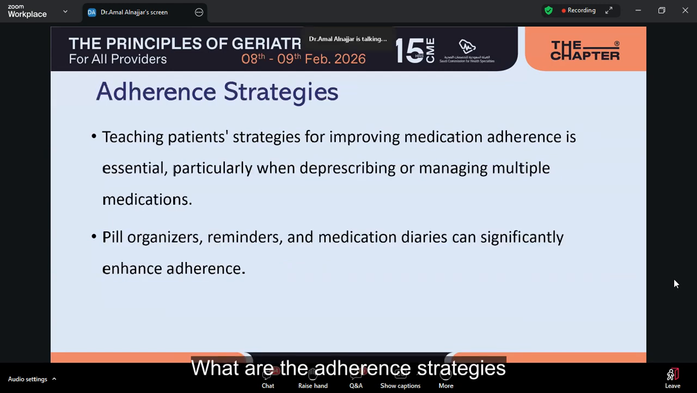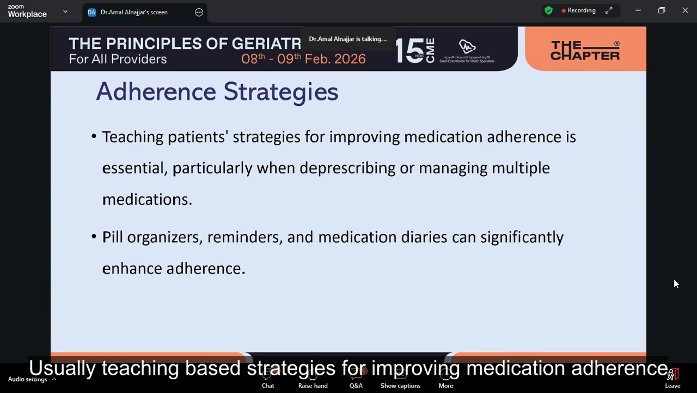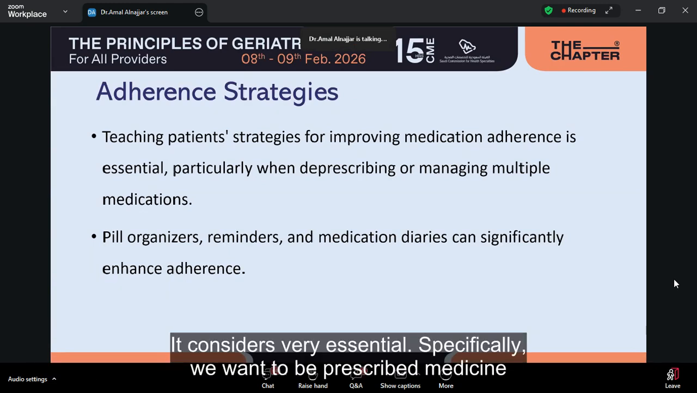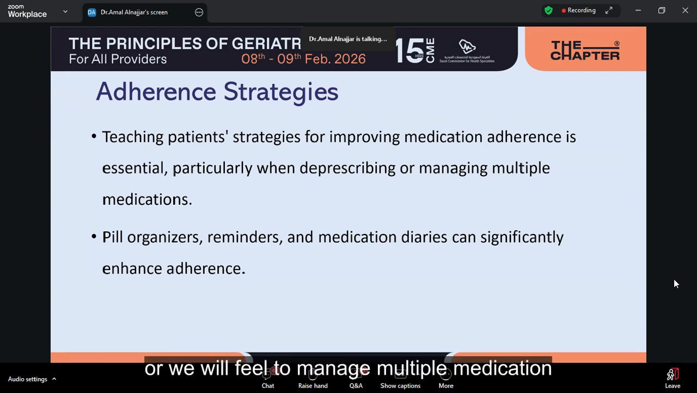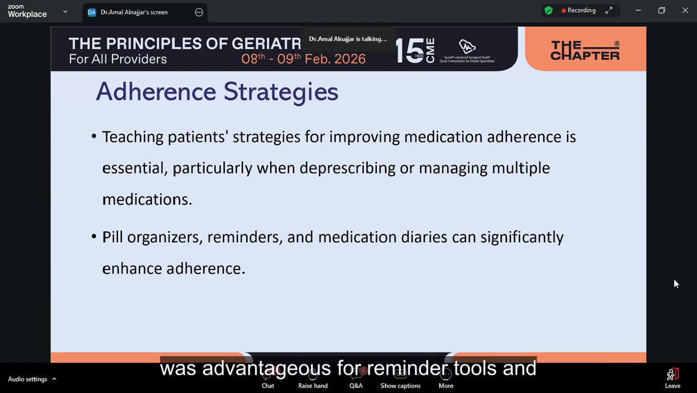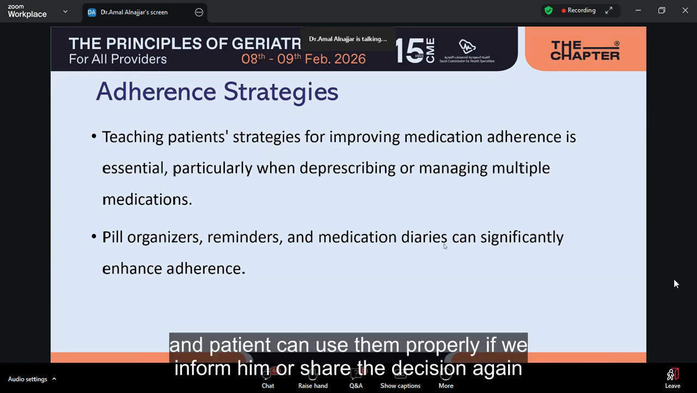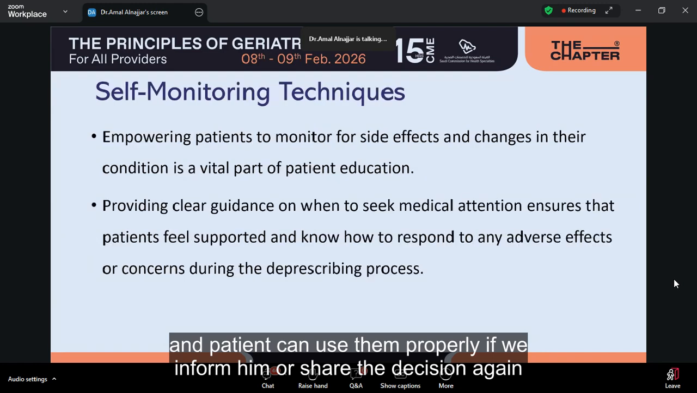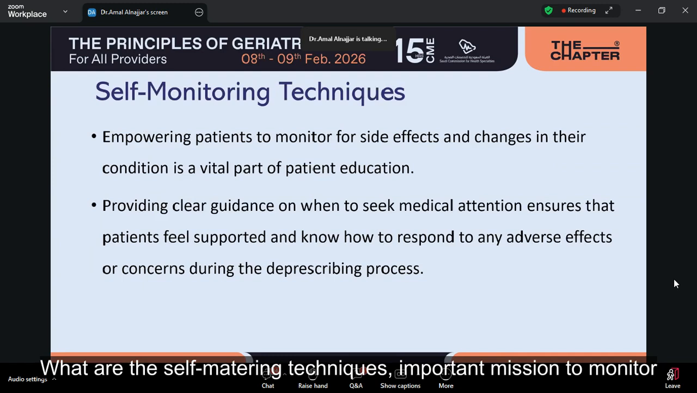What are the adherence strategies? Usually teaching the patient strategies for improving medication adherence is considered very essential, specifically when we want to deprescribe a medicine or if we want to manage multiple medications. Using pill organizers, tell them what's the advantage of this pill organizer, what's the advantage of reminder tools, and the medication diaries. Those all can enhance adherence, and the patient can use them properly if we inform him or share the decision with him.